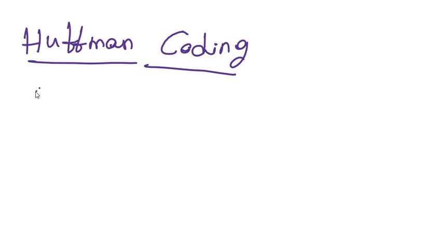Hello everyone. In this video, I am going to explain what Huffman coding is. Huffman coding is a lossless data compression algorithm which reduces the size of a message.